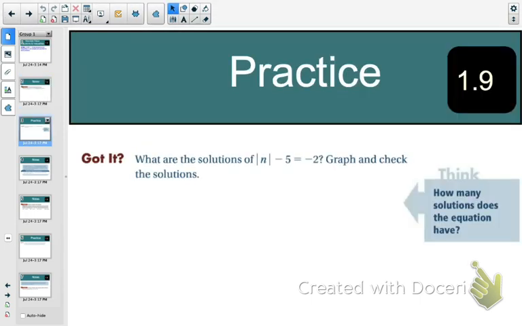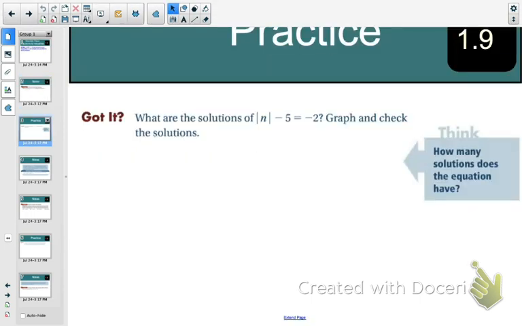Alright. Okay, you guys try this one. Basically the same concept, so pause this and try it in 3, 2, 1, pause.